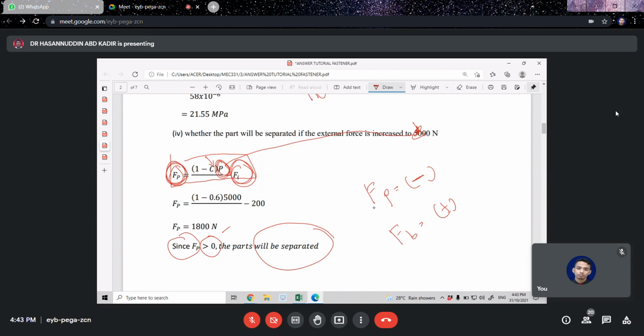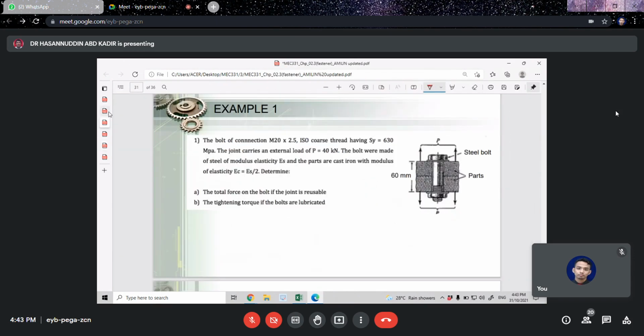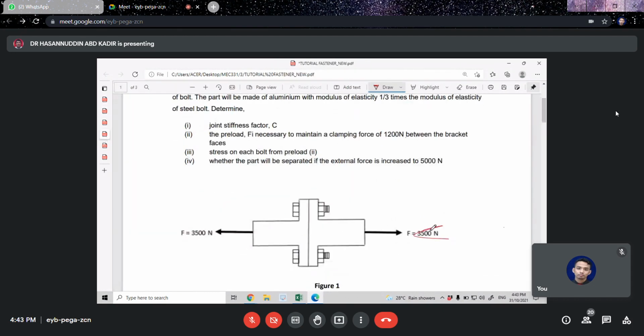So let's say you get a positive value. That means your FP is more than zero, the part will separate, because you apply a new force, the 5,000 newtons. Let's refer back to the question. The pulling value is higher, 5,000. So when you pull harder, it comes off completely. The part gets a positive value, when it should get a negative value. If you get a positive value, it has already separated.